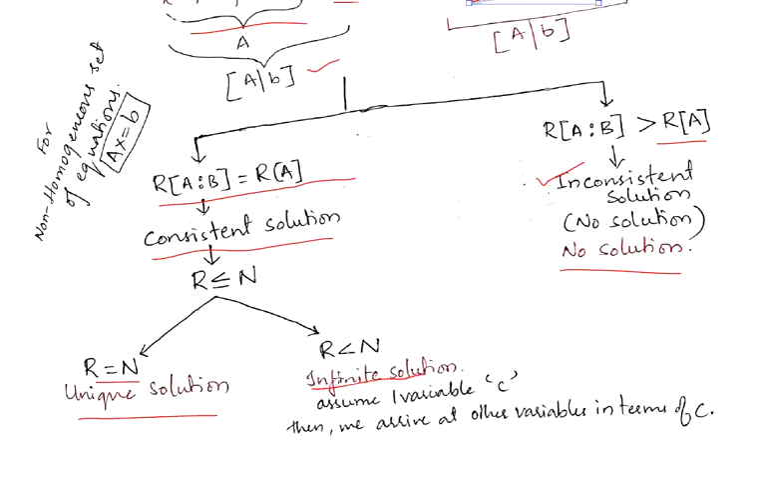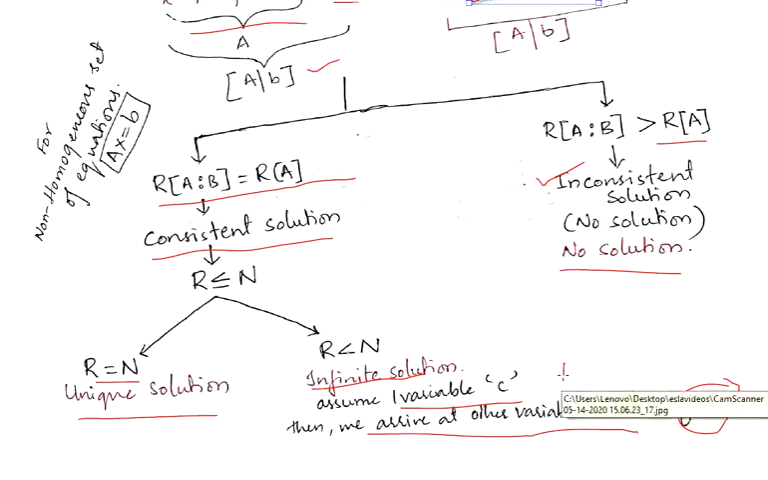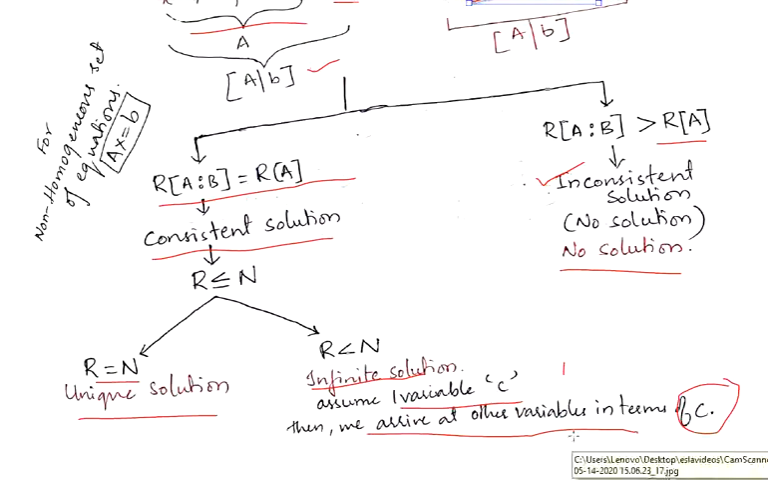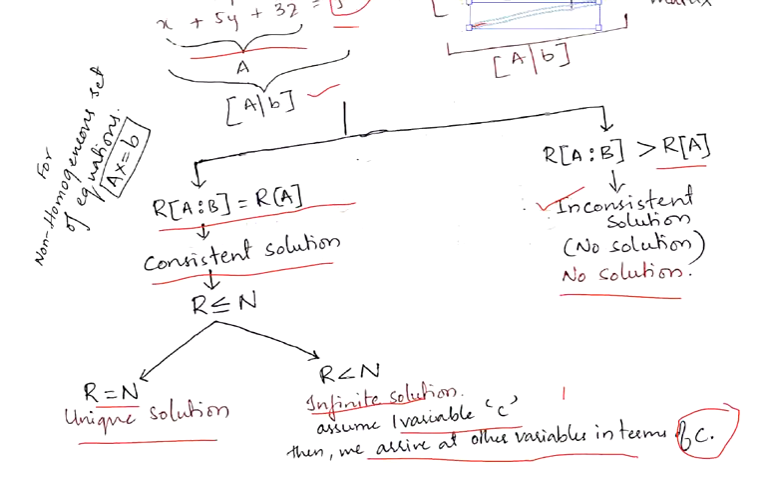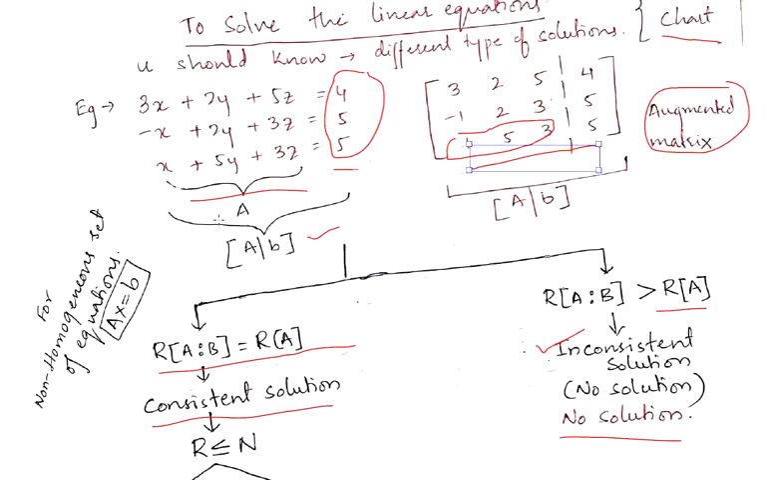When it is an infinite solution, as I told you, assume one variable as c, and then we arrive at the other variables in terms of c. When we find the null subspace, we use this technique only. There we consider the third variable as 1. Here we need to generalize, so we consider it as c and then find the other variables. So remember, this is for the non-homogeneous set of equations. Non-homogeneous means it is Ax equal to b.